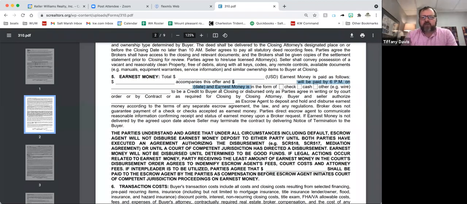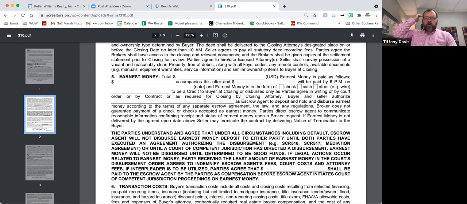It's either in the form of check, cash, or wire. Can be credited to the buyer at closing, and then this talks about who the escrow agent is that holds it, and that's selected by the buyer. A lot of times they're just going to pick who their closing attorney is going to be. It doesn't really matter as long as it's a selected escrow agent. Earnest money is not required. It's not a required item of a contract.